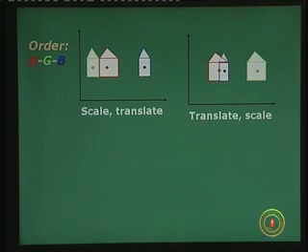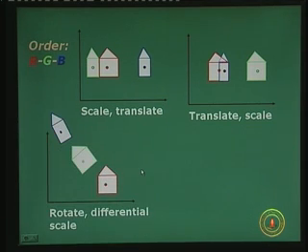And if I reverse the order, I first translate the red to get the green, and then I scale it, and I get the blue house. As you can see, the final result is different. Remember, the order is red, green and blue. So you start from red, end in blue, reverse the order, and as you can see the final result is different. The final result is marked in blue. This is the final result of scale and then translate. This is the final result when you translate and then scale.